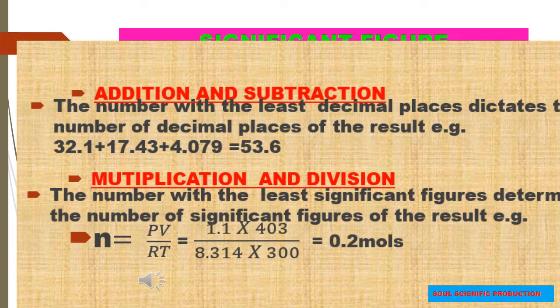Multiplication and division. The number with the least significant figures determines the number of significant figures of the result. When you compute the number of moles, n, you get 0.177732339, which rounds off to 0.2 moles. The number with the least significant figures is 300, which has 1 significant figure. Therefore, the answer will have 1 significant figure.